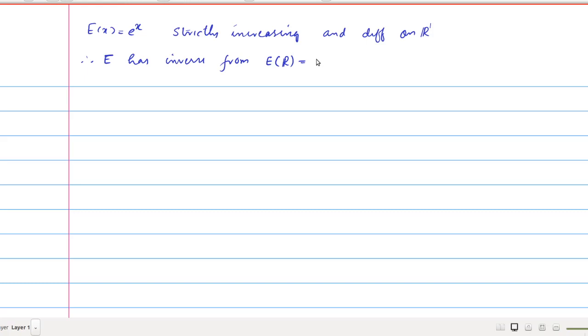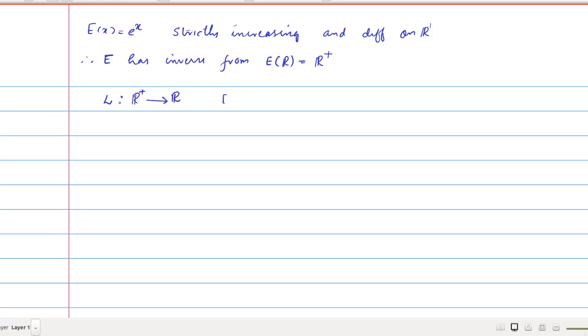Okay, so that will be the positive real numbers, that is R plus. So from this R plus we can define the inverse function. We call it L. This is also strictly increasing, since E is increasing, L is strictly increasing, and L is also differentiable. So we have some properties from this function itself. So we define this from R plus to R.